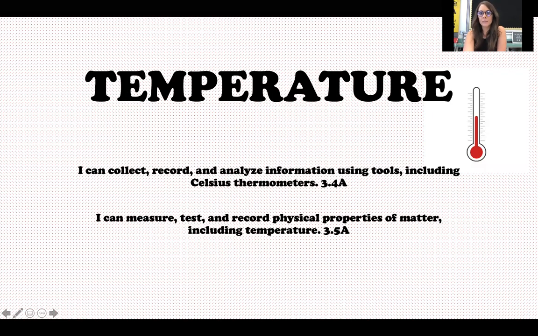All right, before we start the activity, I am going to talk to you a little bit about temperature and how we measure it and all of those things. All right, so this says temperature. It has your two targets again. Collect, record, and analyze information using tools, including Celsius thermometers, and I can measure, test, and record physical properties of matter, including temperature.